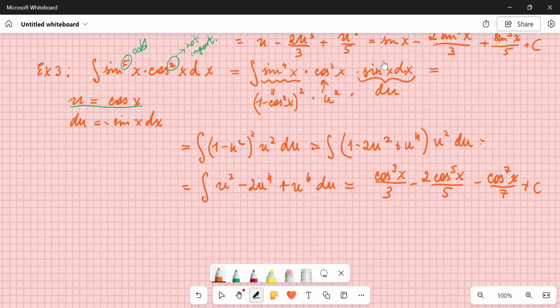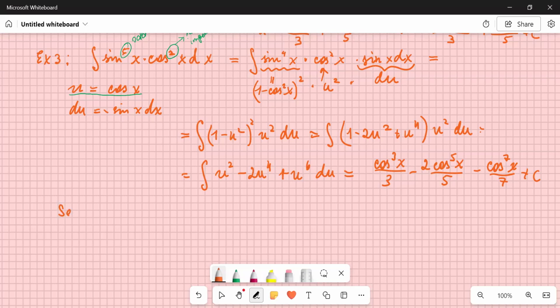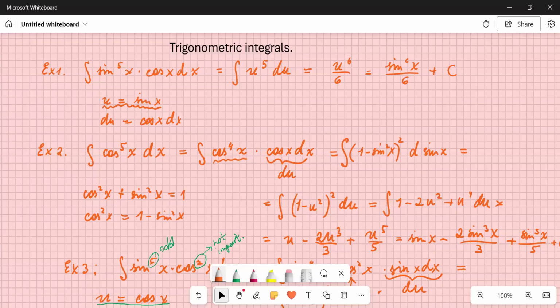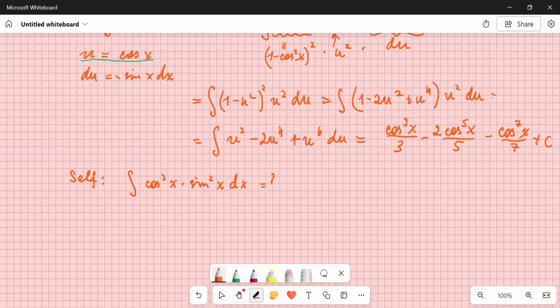So maybe I'll ask you to calculate something on your own. I'm going to write down a self problem over here. And I'm not going to solve it, we'll consider it in class. I'll give something similar, but the odd power is not going to be sine anymore. It's going to be cosine cubed of x by sine squared of x dx. Let me check if we did not solve this problem already. Good. So that's going to be the problem to prepare for Wednesday.